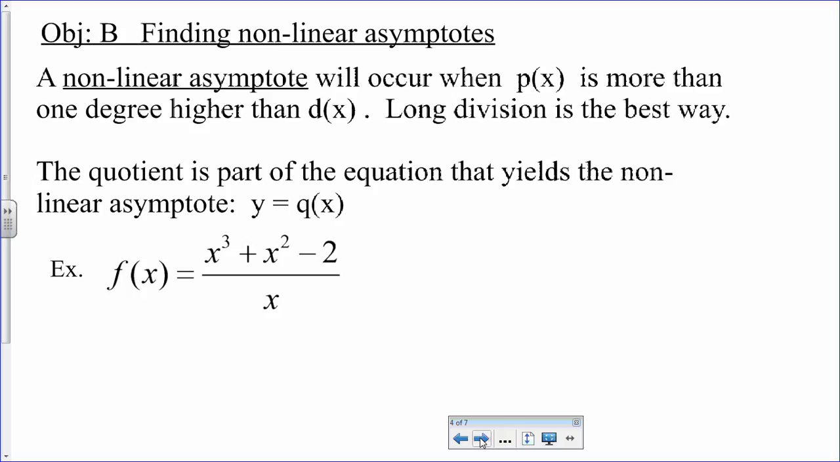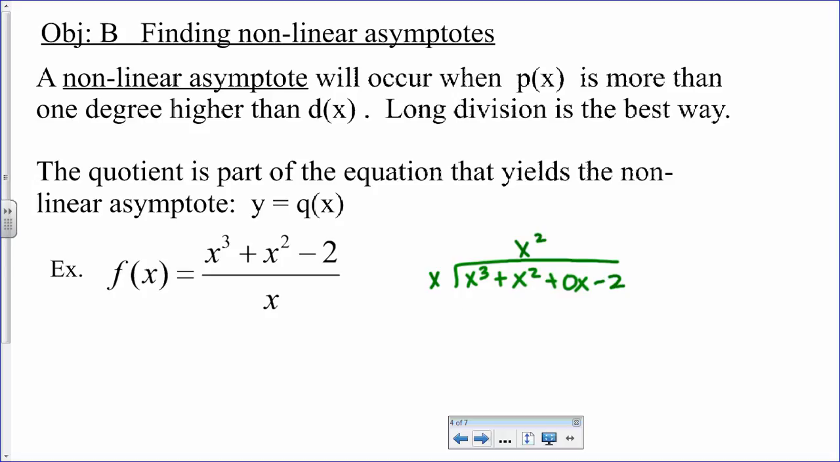So I'm dividing by x. So x cubed plus x squared plus 0x, so don't forget that placeholder, minus 2. Okay, I just have a single term, so I have to just go one term at a time. Since x is by itself, I just have to go one term at a time. So what do you multiply x by to get x cubed?